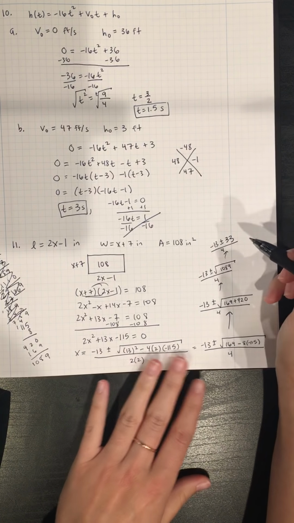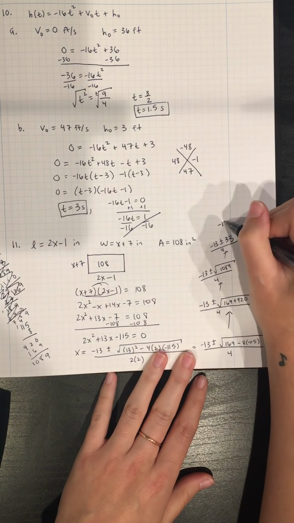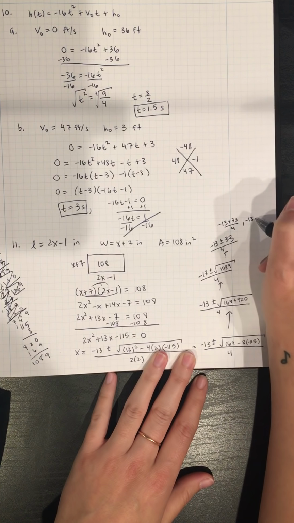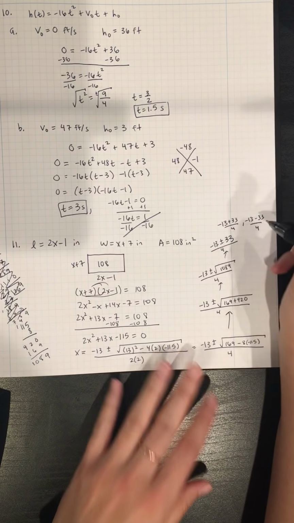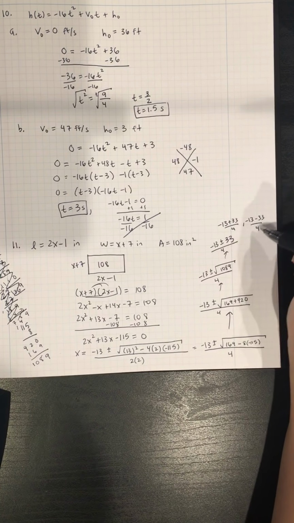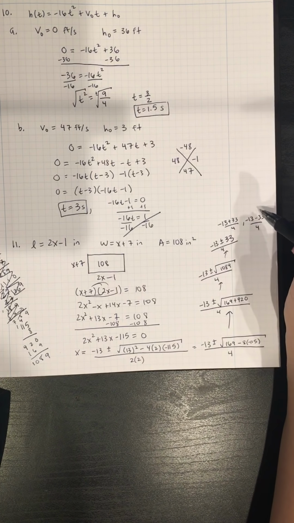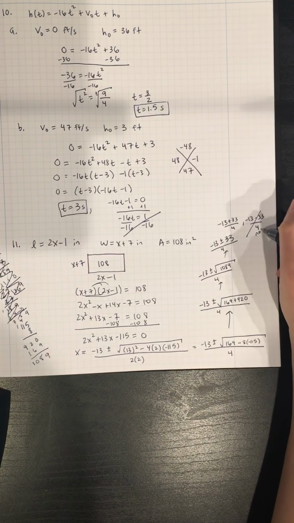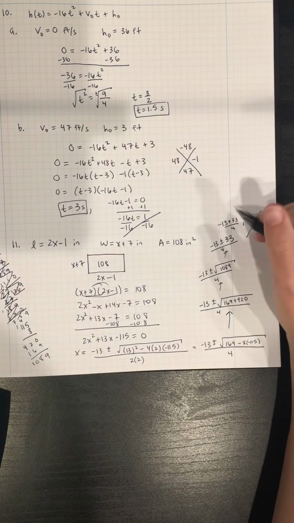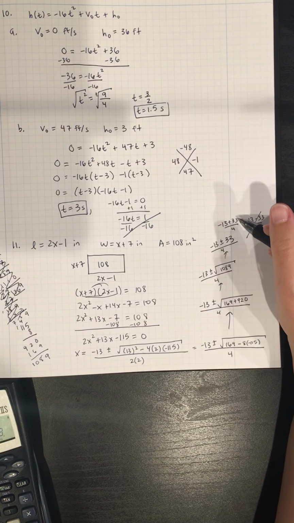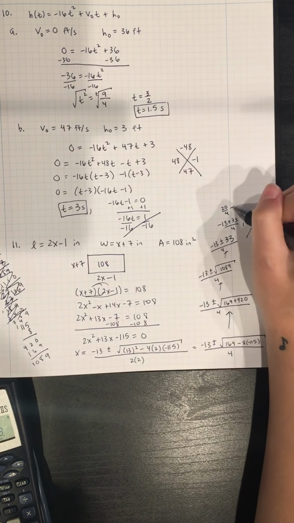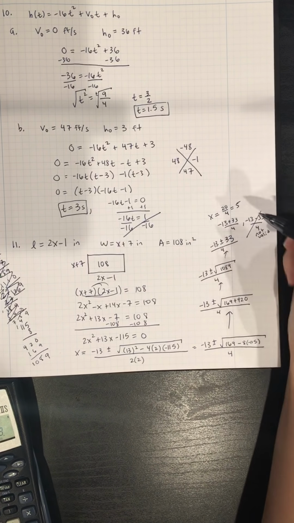Okay, so now I'm going to do negative 13 plus 33 over 4. Negative 13 minus 33 over 4. So this answer over here is definitely negative, and x can't be negative because we're talking about dimensions here, so I know this is not valid. So I'm just concerned about this one. Negative 13 plus 33 would be 20. So this would be 20 over 4, which is 5. So that's what x equals.